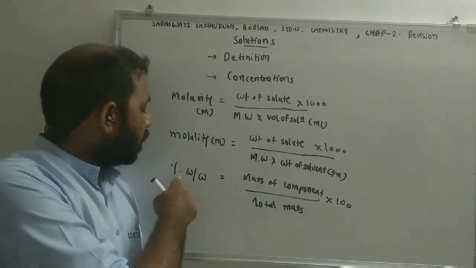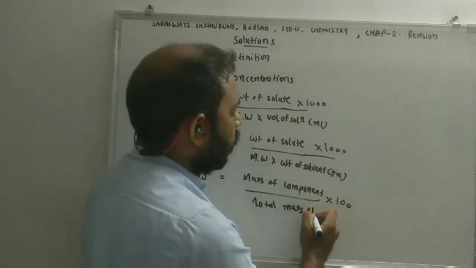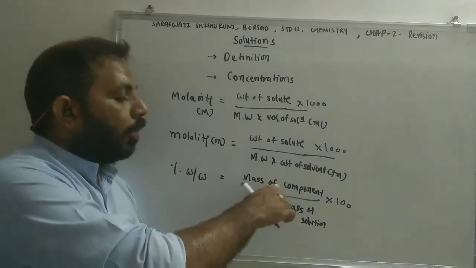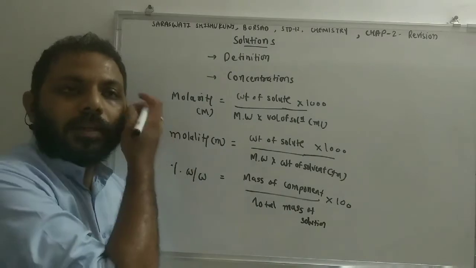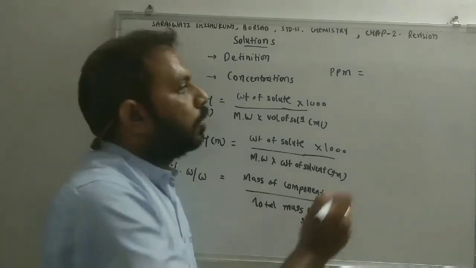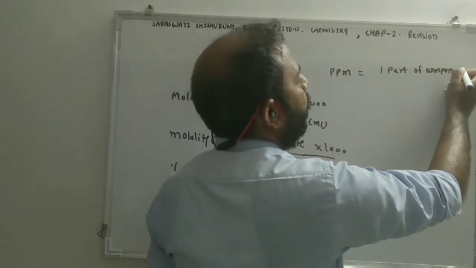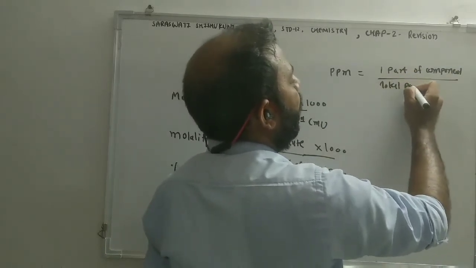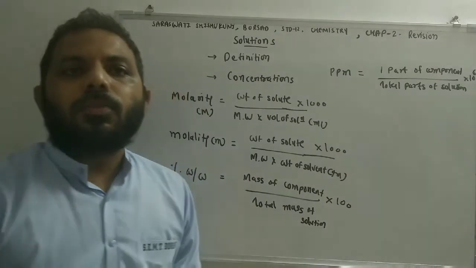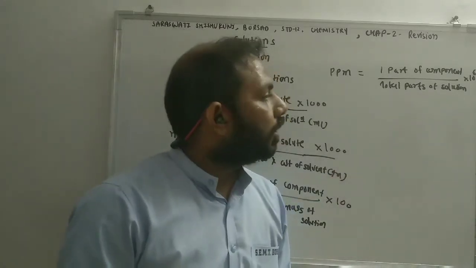Same way, the formula of mass percentage weight by volume is mass or weight of component upon total volume of solution. Then percentage volume by volume is equal to volume of a particular component upon total volume into 100. Okay. Then ppm. ppm is parts per million. So one part of any component divided by total parts of solution into 10⁶. So parts per million means parts of any component divided by total parts of solution multiplied by 10⁶.